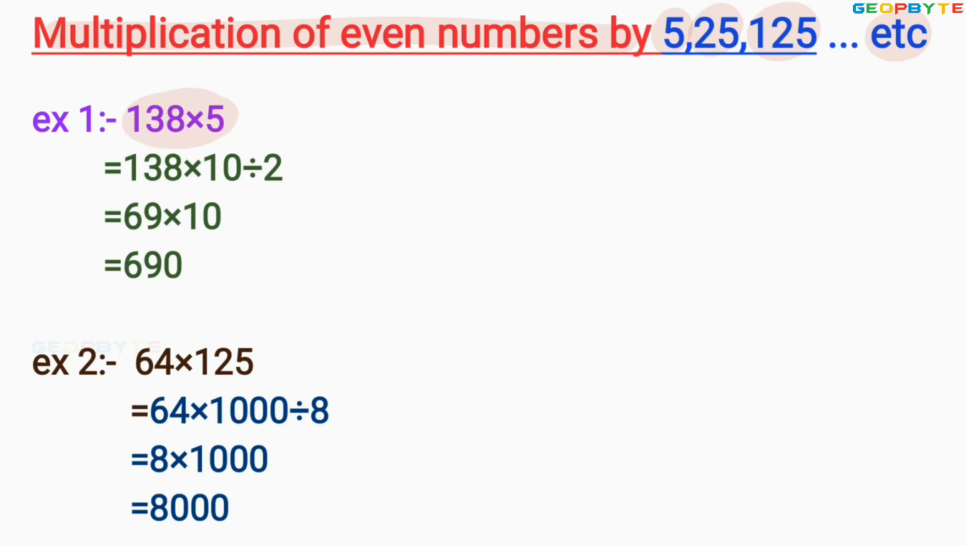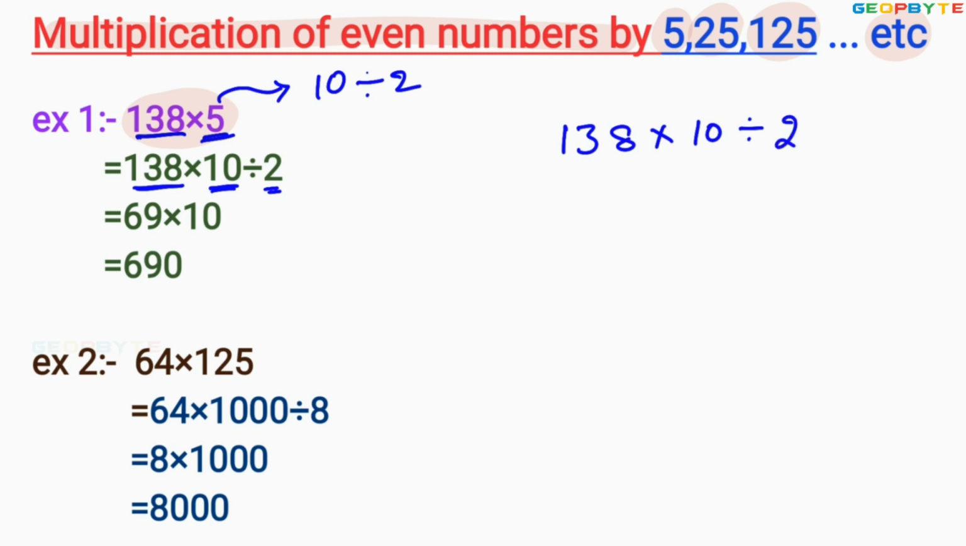138 multiplied by 5. Here this 5 is the pattern, which can be written as 10 divided by 2. Then this 138 multiplied by 5 I write as 138 into 10 divided by 2. First let us do the division. 138 divided by 2 is 69. Then 69 multiplied by 10 is 690. That is how you can simplify difficult problems by using the patterns.